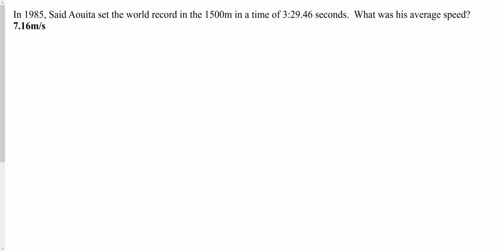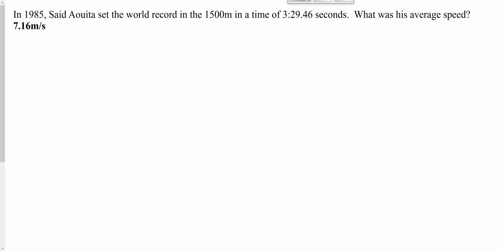Okay, so 1,500 meters in 3 minutes 29.46 seconds. You'll have to convert that all into seconds. How many seconds in 3 minutes? 180. So 180 plus the 29.46 seconds. Is this one about as easy as they get? Pretty much, because I don't even have to manipulate the formula.